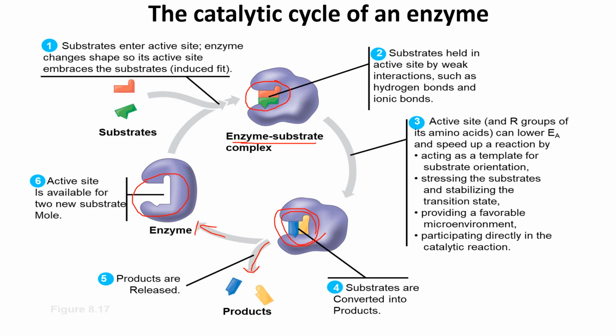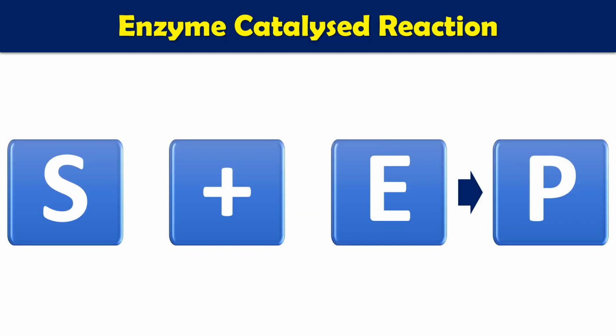In this, if you see, there are three components involved: substrate, enzyme, and ultimately we get product, and the enzyme will be unchanged. Whatever the chemical nature of the substrate, enzymes are normally proteins in nature, and the product will be according to the substrate.